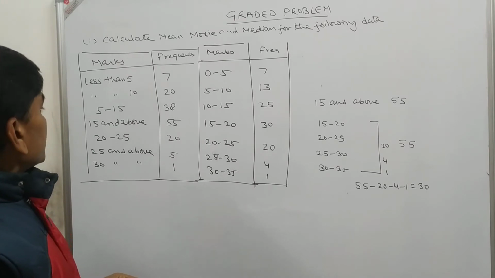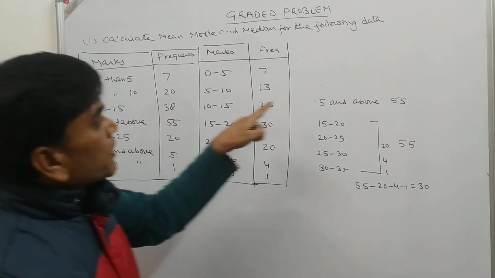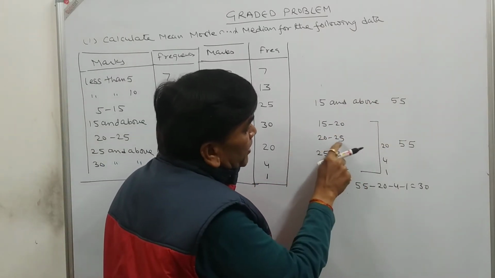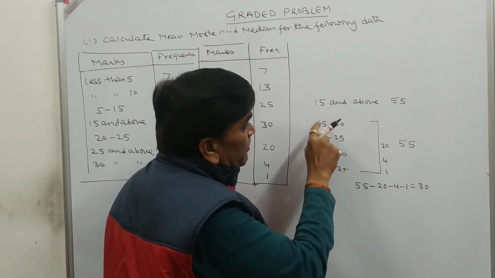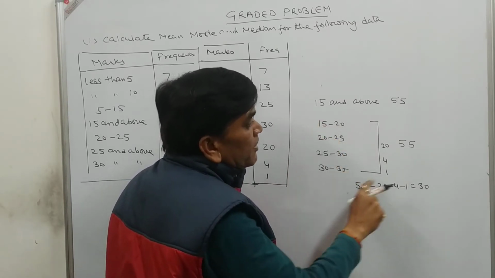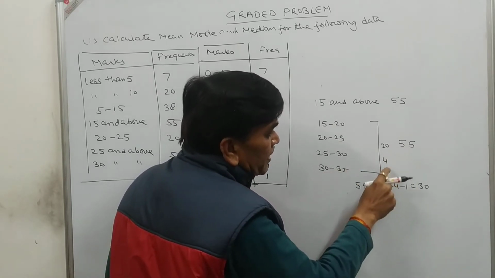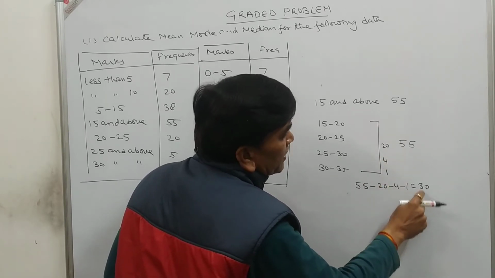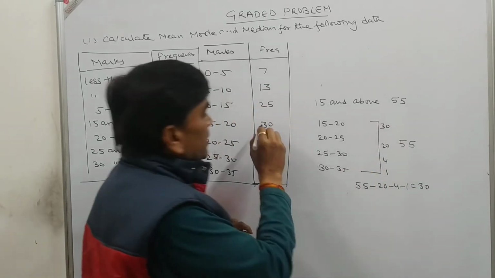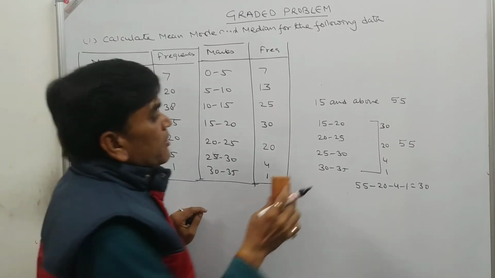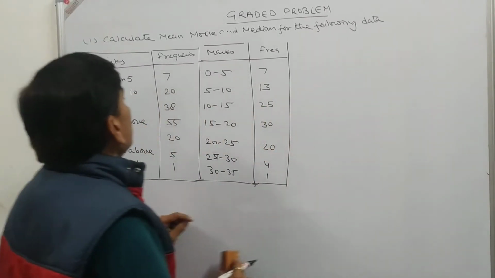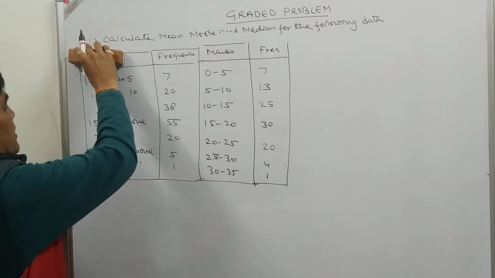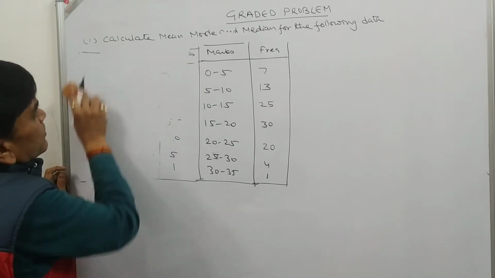Again, 15 and above is 55 given. It means 15 to 20, 20 to 25, 25 to 30, 30 to 35, all are 15 and above. So the class intervals have 1 here, 4 here, 20 here. So 55 minus 20 minus 4 minus 1, that class interval frequency will be 30. So the very first thing, we have arranged this table in this way, with the class interval and the frequency. I am writing it here, and then we will solve the problem.